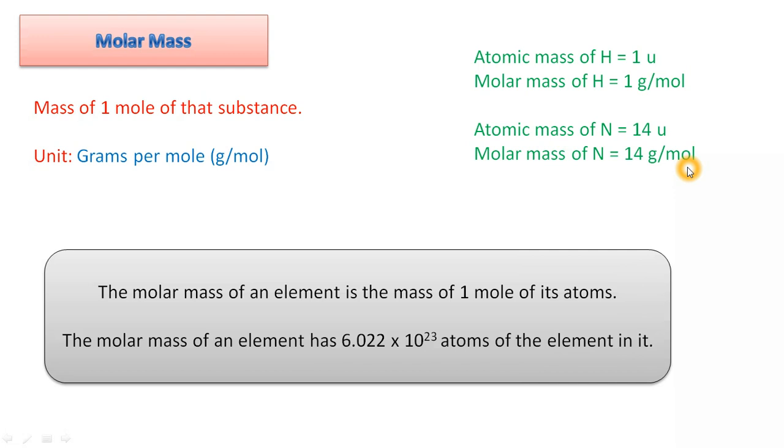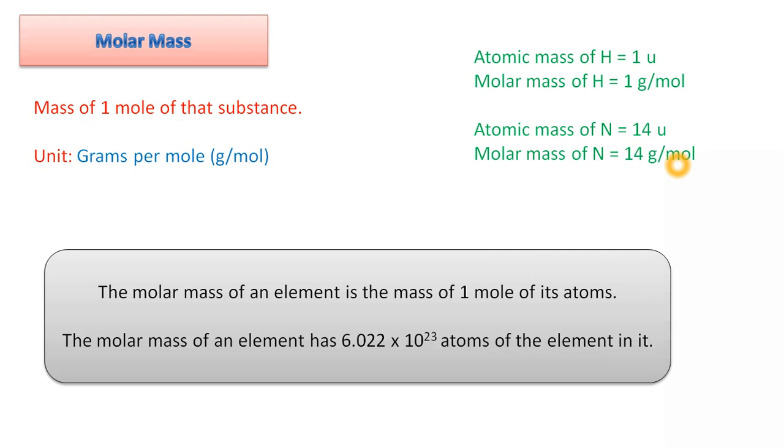So basically, whether it is atomic mass, molar mass, or gram atomic mass, it is one and the same thing. In atomic mass, you are using the unit atomic mass unit. In gram atomic mass, you are using grams, and in molar mass, you are using the unit gram per mole. Now, this was all about elements.